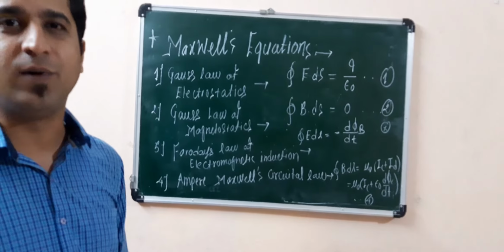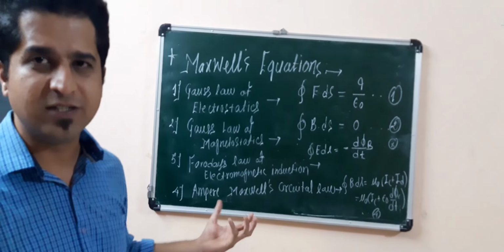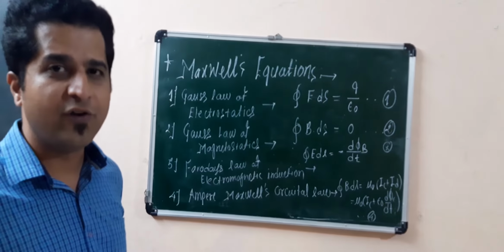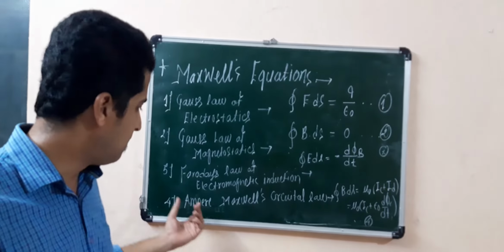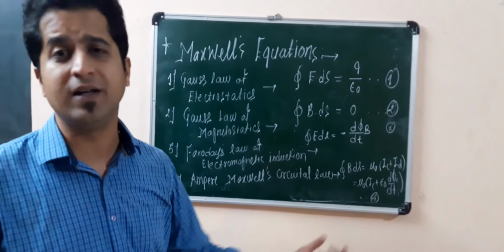Now we'll go to Maxwell's fourth equation, which we have already studied. It is based on the displacement current. In the first derivation we got the displacement current and modified Ampere's circuital law to the Ampere-Maxwell circuital law. It is also known as the modified Ampere circuital law.